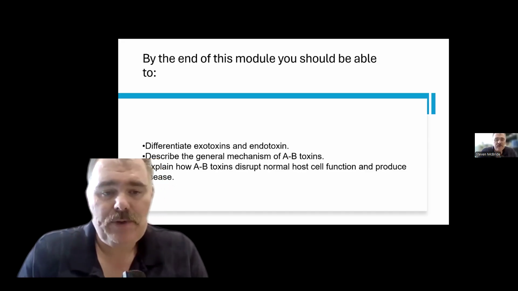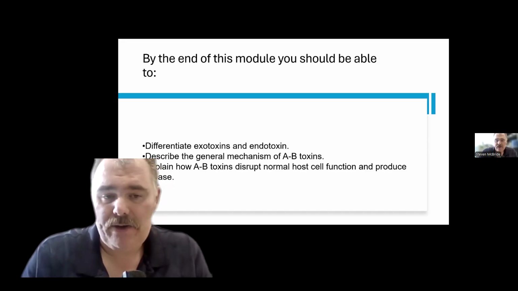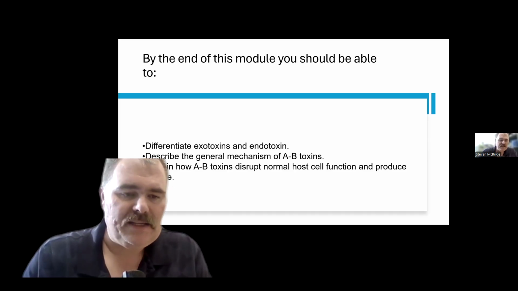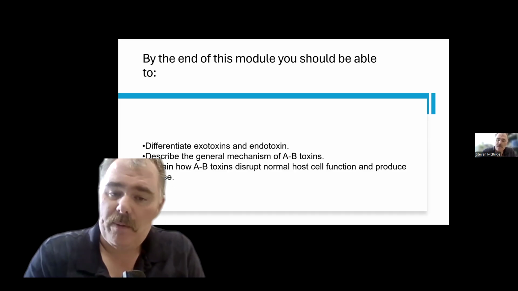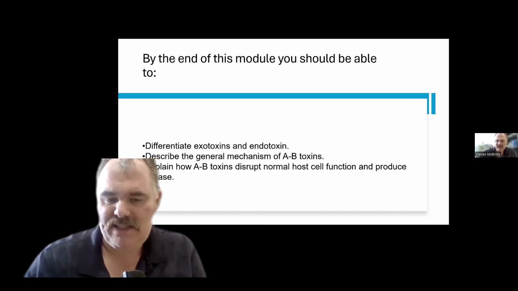So by the end of this module, you should be able to differentiate exo and endotoxins, describe the general mechanism of AB toxins, and explain how AB toxins disrupt normal host cell function and produce disease.